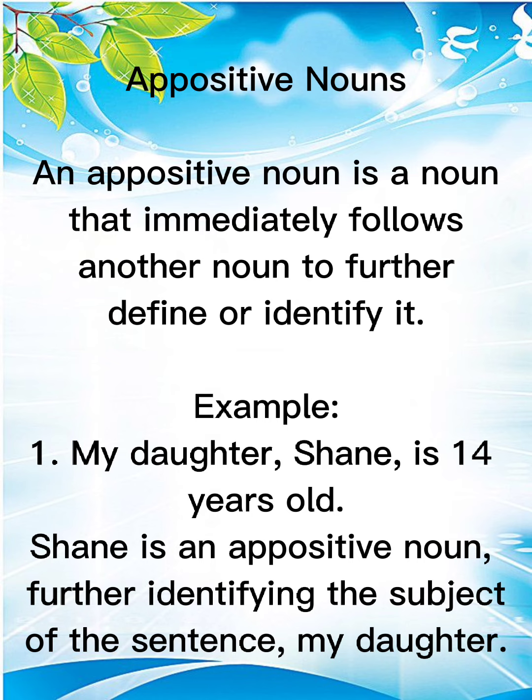Nouns can also be used as an appositive. An appositive noun is a noun that immediately follows another noun in order to further define or identify it. Let's take the following example. My daughter, Shane, is 14 years old. Shane is an appositive here, further identifying the subject of the sentence, my daughter.